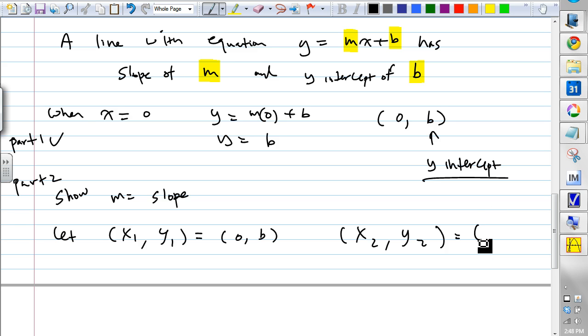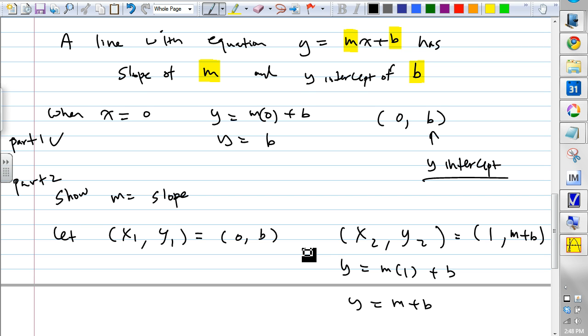How about x equals 1? What do you get if x equals 1 in this? Let's plug it in here. y equals m times 1 plus b. What is your y, guys? y equals m plus b. Would you not agree? So you get 1 comma m plus b. And so these are 2 points of this line.